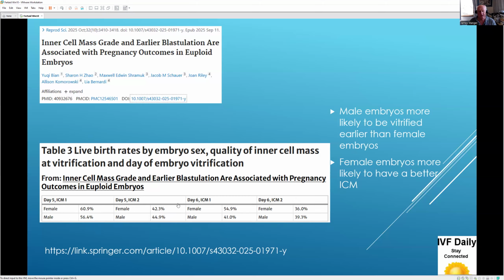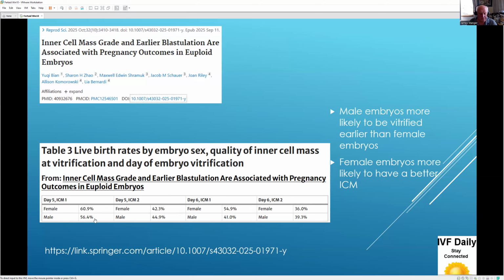However, if the embryo takes a bit longer to form, even on day 6 with a good quality inner cell mass, the pregnancy rate of 55% is almost no different to day 5. The male embryos, however, in this group were not quite as successful. So there were some differences in male and female embryos, even with good quality inner cell mass, if the embryos still take a little bit longer.